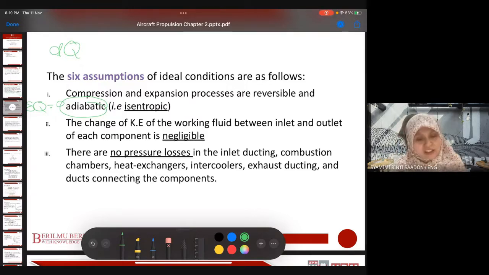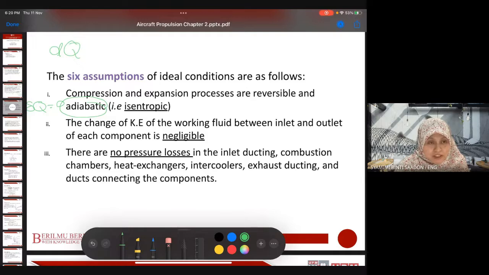Okay, kinetic energy of the working fluid between inlet and outlet of each component is negligible. This is for simplicity, but it is an ideal condition. We assume that the change of kinetic energy of the working fluid between inlet and outlet of each component is negligible. It means within the compressor, combustion chamber, and turbine, those basic components of the gas turbine cycle, there is no change of kinetic energy.